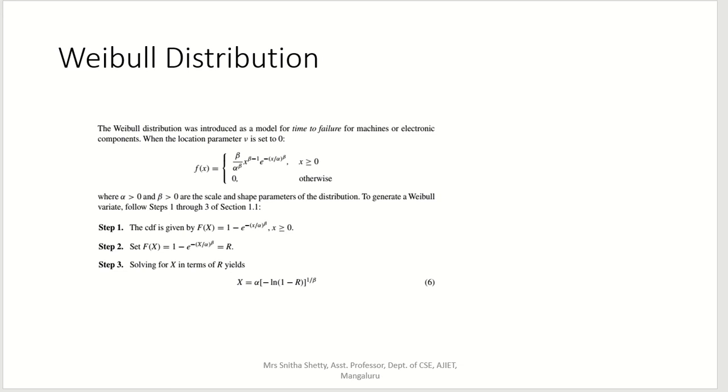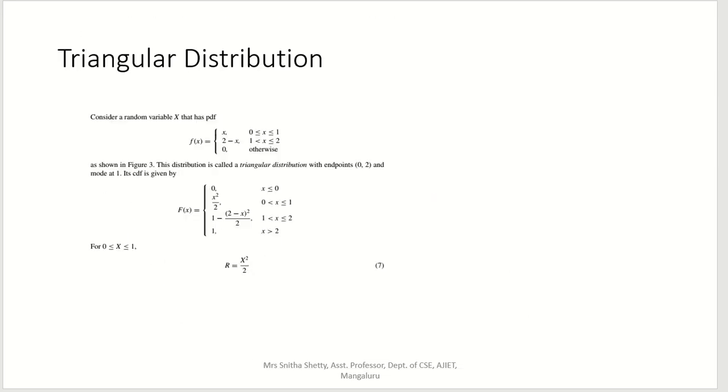Next we discussed the triangular distribution. It is again a very important concept, and in the next session we'll see a problem. Here we get two CDFs. One is x square by 2 when x is between 0 and 1, and the other is 1 minus (2 minus x) whole square divided by 2, when x is between 1 and 2. So we get two expressions for r: r is equal to x square by 2, and r is equal to 1 minus (2 minus x) whole square divided by 2.